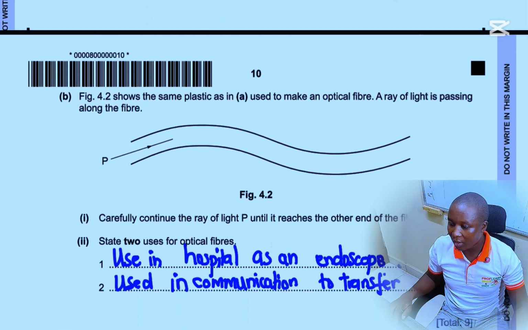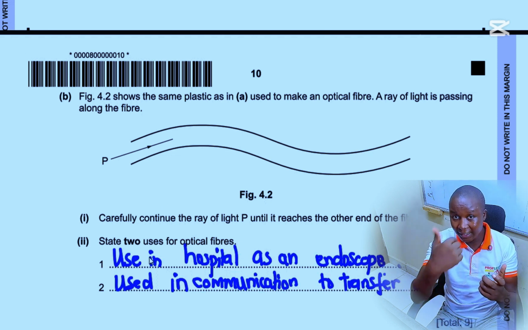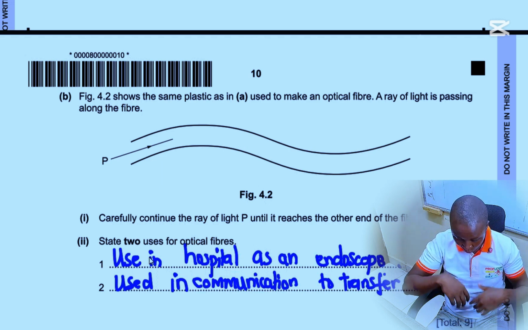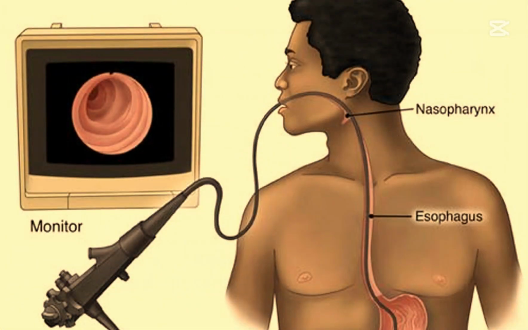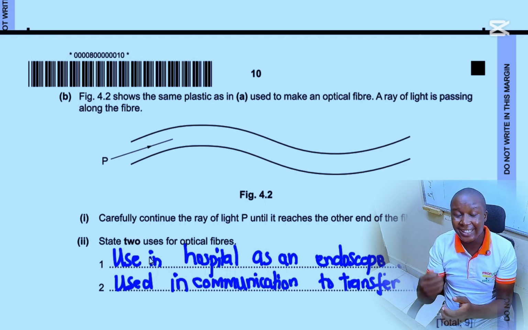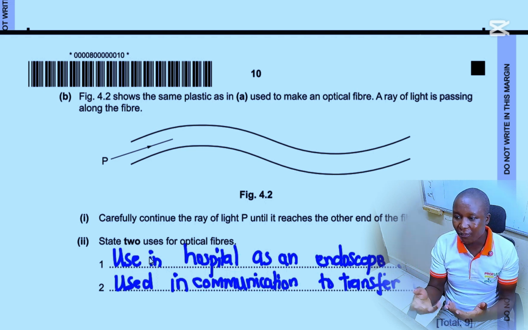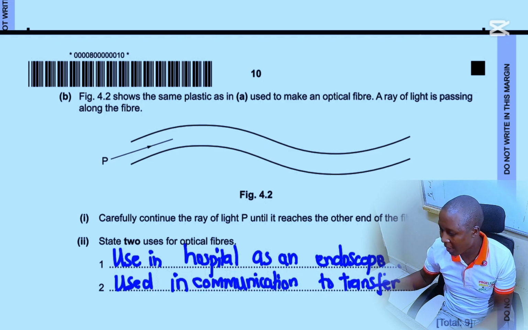Moving down, you are supposed to state two uses of optical fibers. They are used in hospitals as endoscopes. They are inserted through the mouth into the stomach so that you can see maybe the walls of the stomach. But also they are used in communication to pass information, to pass data. The advantage is that they can carry a lot of data, and they also have very little resistance. Data is not lost in that process. So you need to understand that.